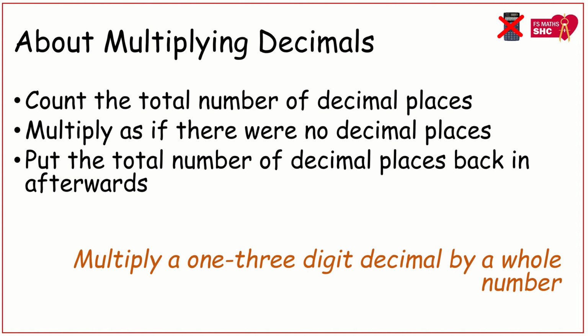So just to summarize the end of this video, you just got to count the number of decimal places, multiply the number as if it wasn't there, and put the total number of decimal places back in. And the learning objective was being able to multiply a 1 to 3 digit decimal number by a whole number. And that's the end of this video.